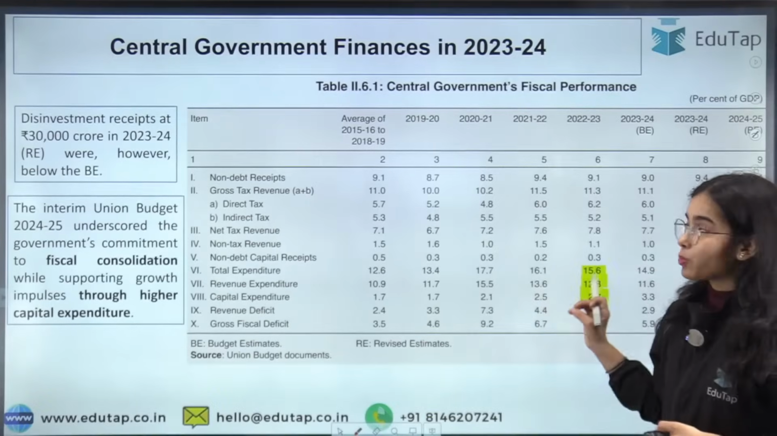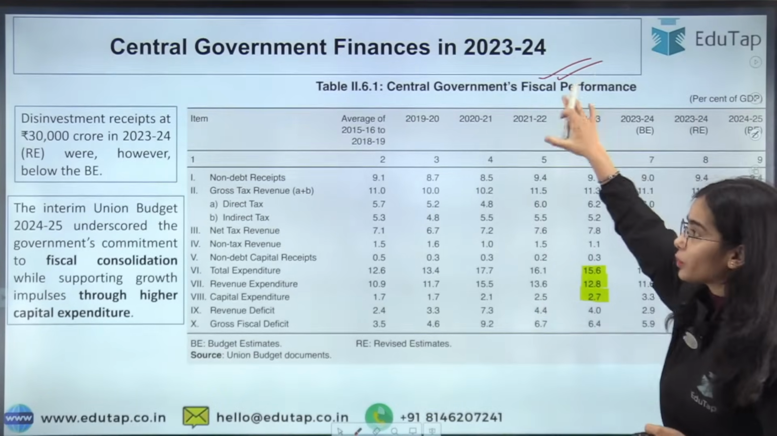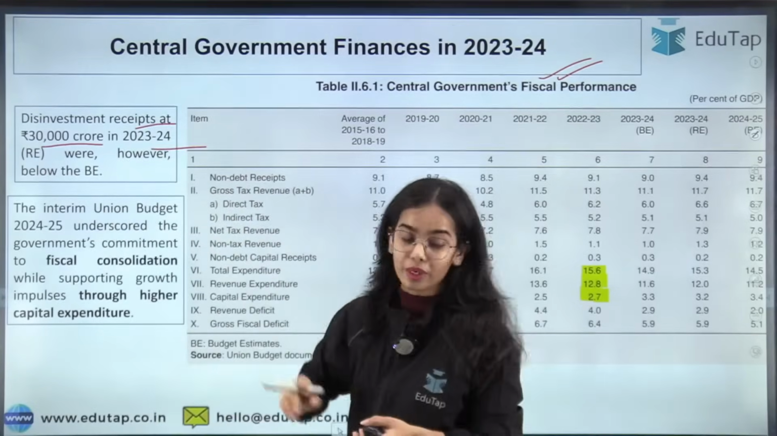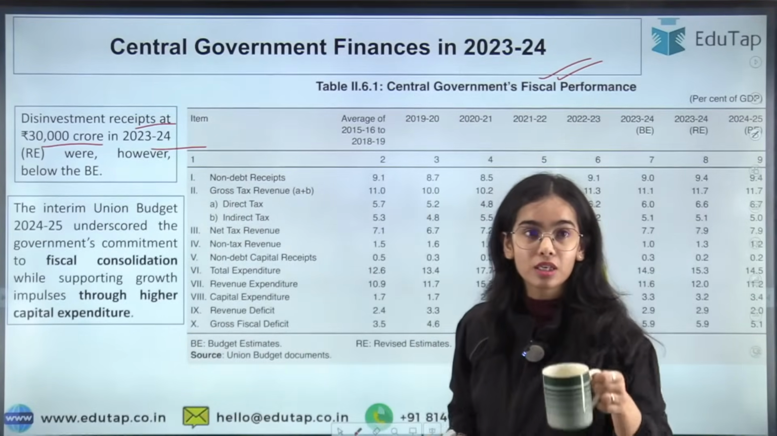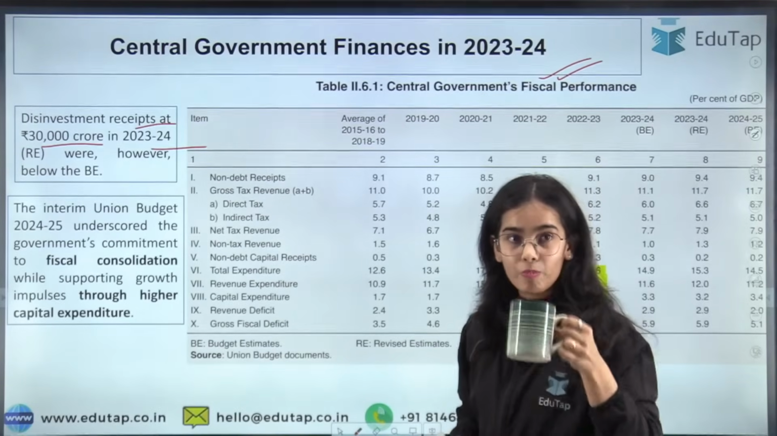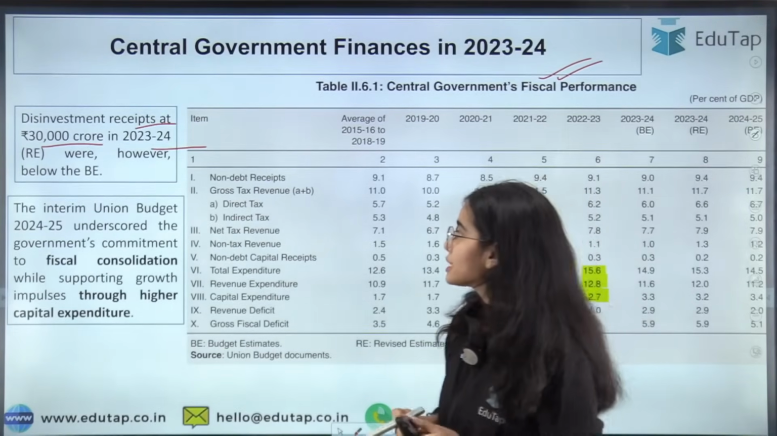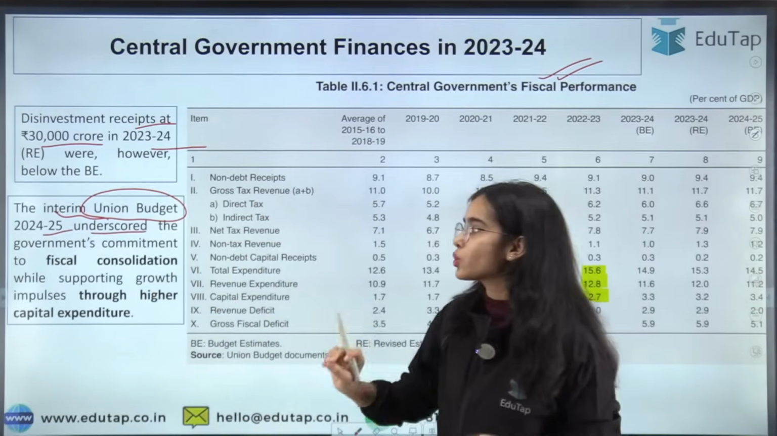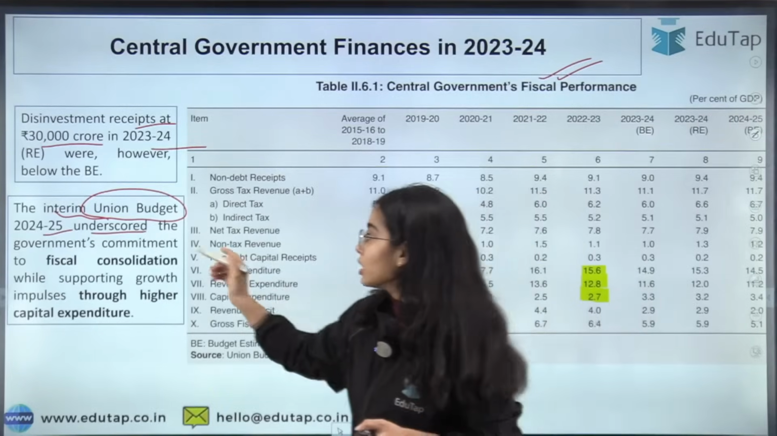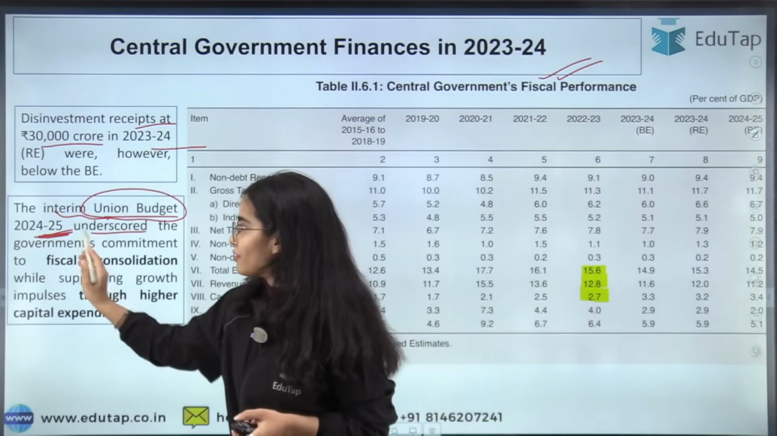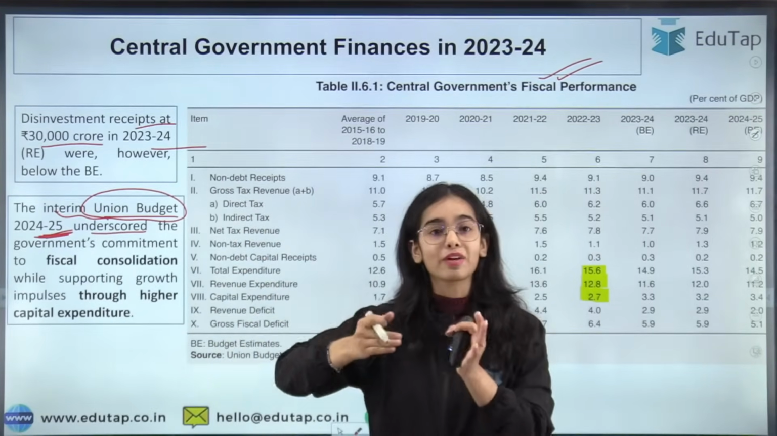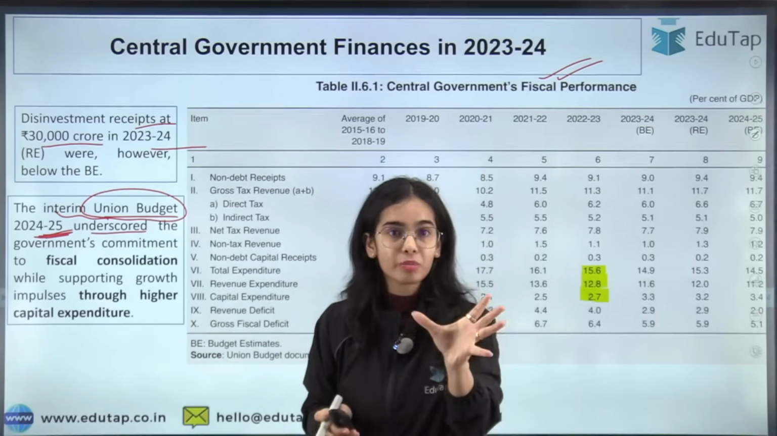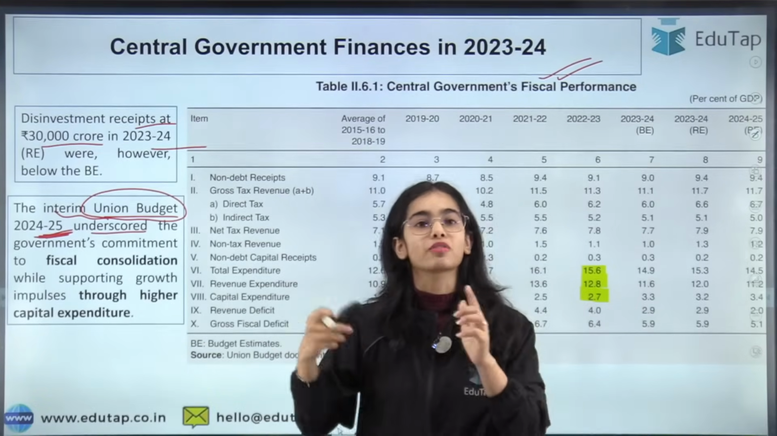So now coming to the next point, that is central government finances in 2023-24. Disinvestment receipts are 30,000 crore in 23-24. So this much of the disinvestment receipts were seen. The interim union budget 2024-25 underscored the government's commitment. In the union budget that was released for 2024-25 in February, this was not the complete union budget, it was the interim union budget because of the elections.